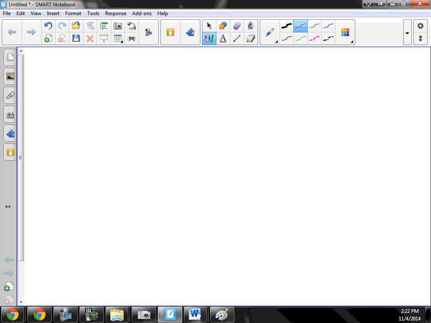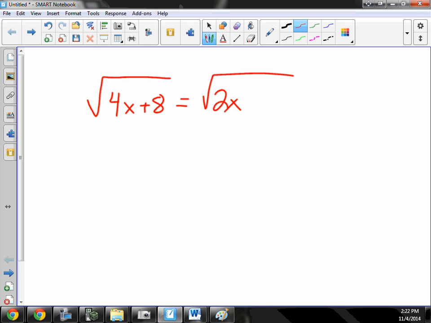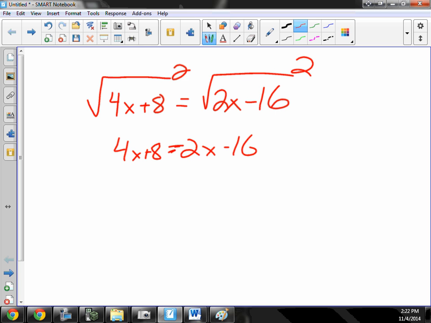Okay, what if I had the square root of 4x plus 8 equals the square root of 2x minus 16? I square both sides. 4x plus 8 equals 2x minus 16. So you may want to watch this, because this one is a little strange. So subtract 2x, subtract 8, x equals negative 12.